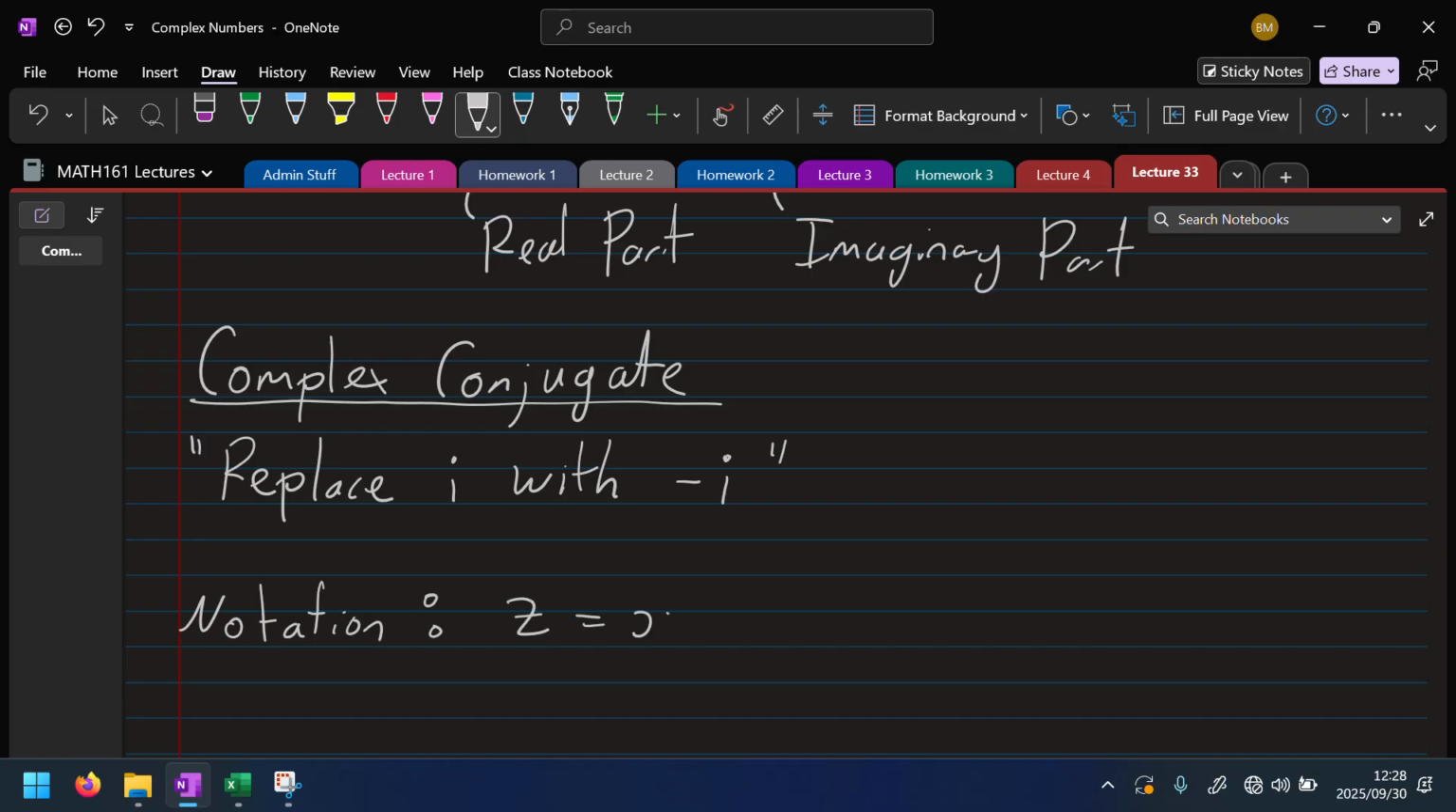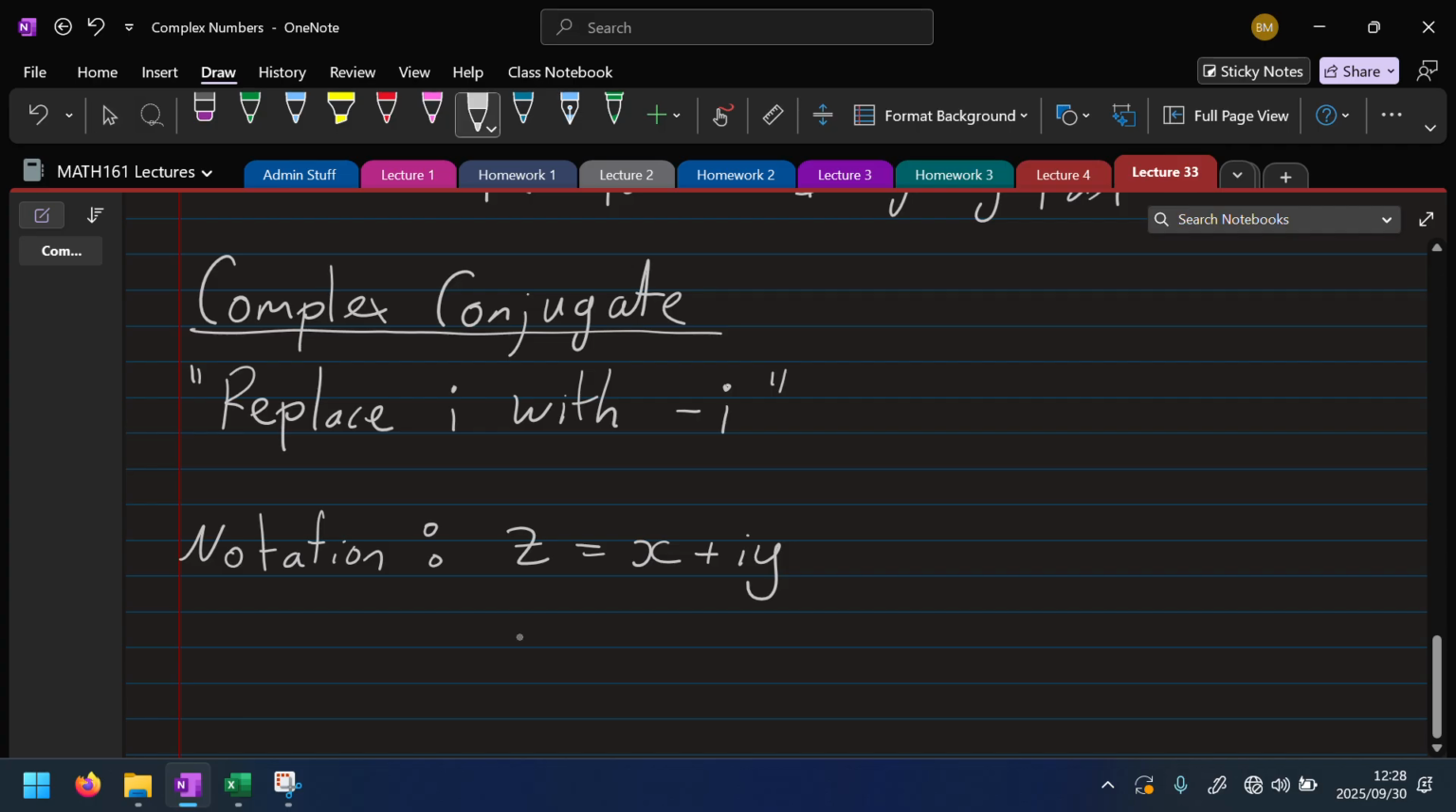Okay, if we have z is equal to x plus iy, then we write the conjugate in two ways. The textbook uses the bar notation, so I'll write that. But if you're looking online or at other textbooks, there's also the star notation. So the complex conjugate is given by z with a bar at the top, or you can write it as z with a star. And again, all we do is replace i with minus i. You can write it as z bar or z star, and you'll see both of those notations used as we go through.